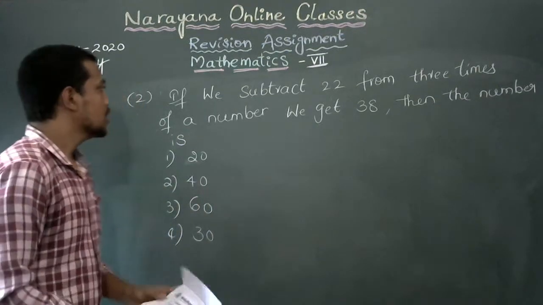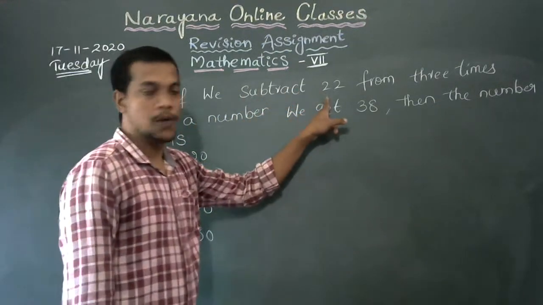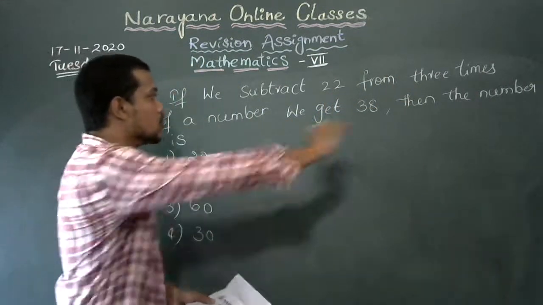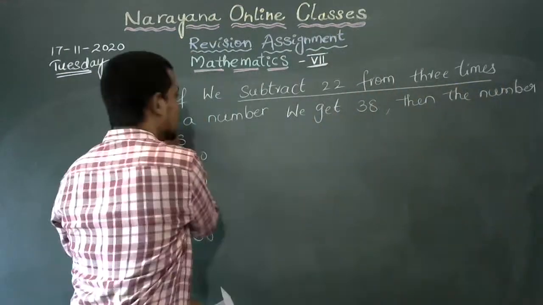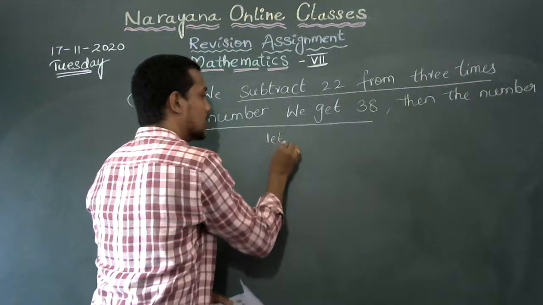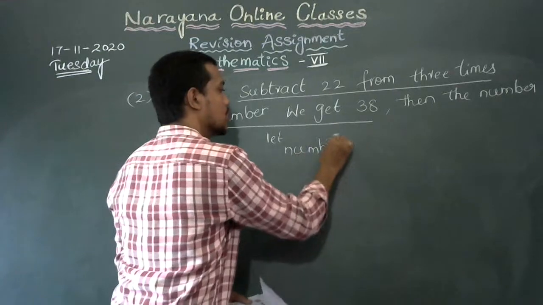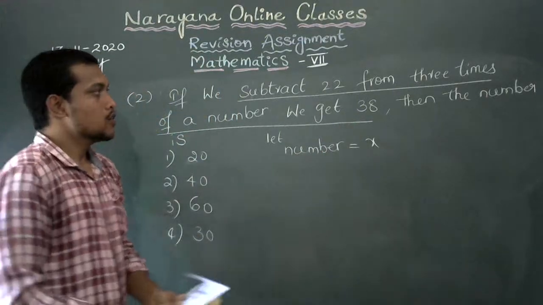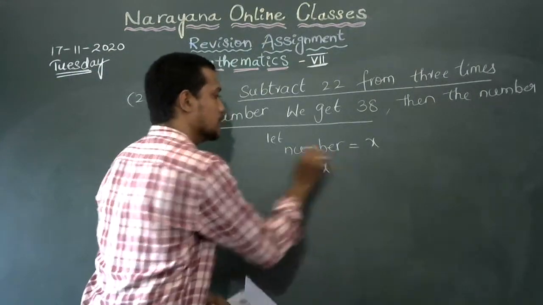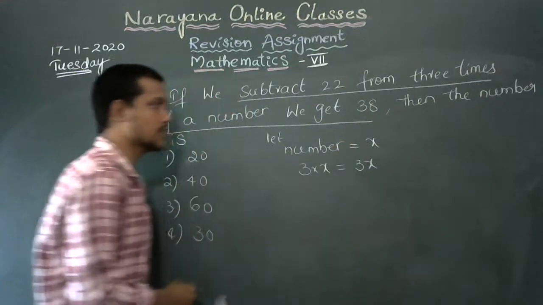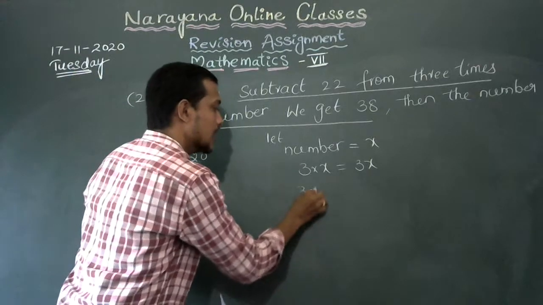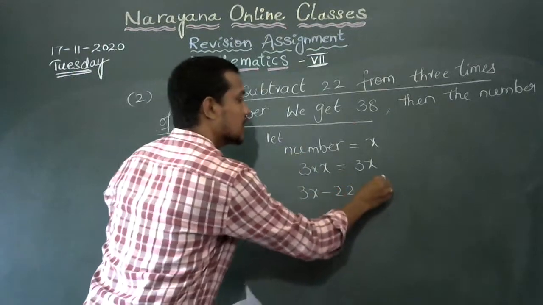So second question, if we subtract 22 from 3 times of a number, we get 38. So the original question here, this one. We don't know the actual number. Now let the number equal x. So 3 times of a number means 3 into x, which is equal to 3x. Now subtract 22 from the 3 times the number. Now, 3x minus 22, we get 38.